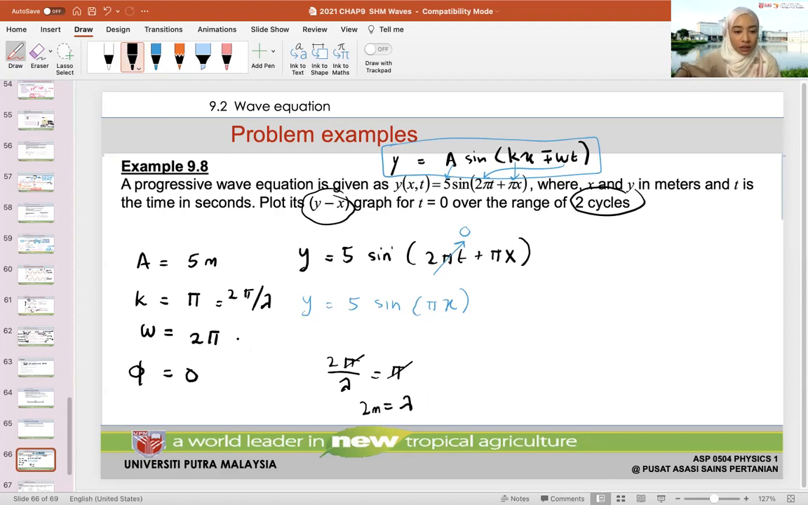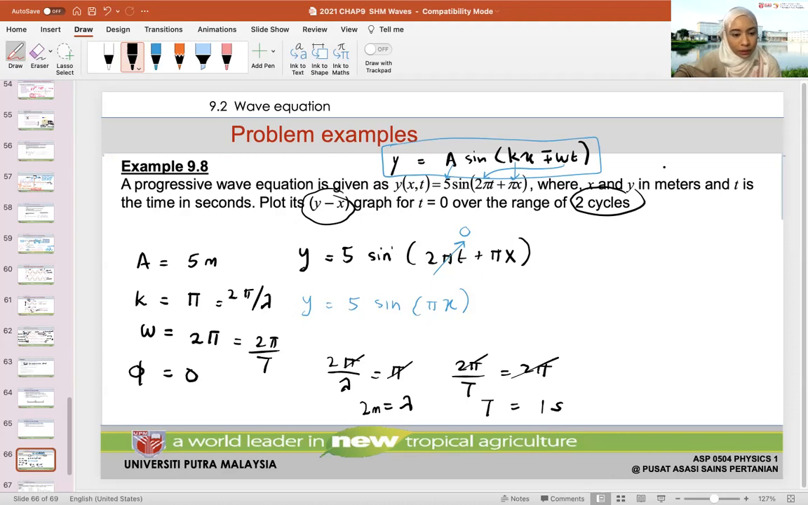And then omega is 2 pi over T. So 2 pi over T equals to 2 pi, cancel out. I get T as 1 second. So my wave is 2 meter in length, or 2 meter in distance, and it completes one cycle in 1 second. If it asks me to plot it over 2 cycles, so I have 2 periods, which is 2.